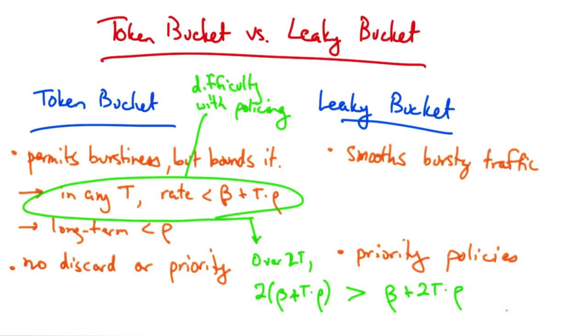So token buckets allow for long bursts, and if the bursts are of high priority traffic, they are difficult to police and may interfere with other high priority traffic. So there's some need to limit how long a token bucket sender can monopolize the network.